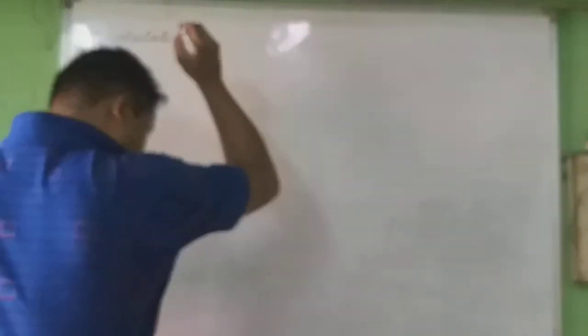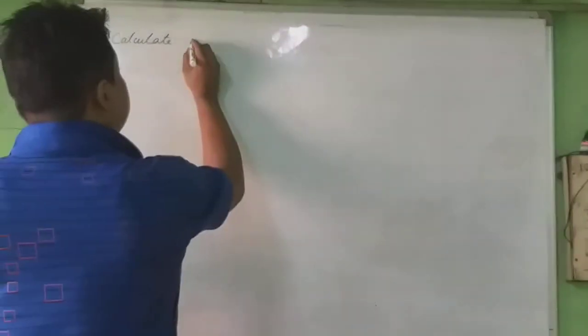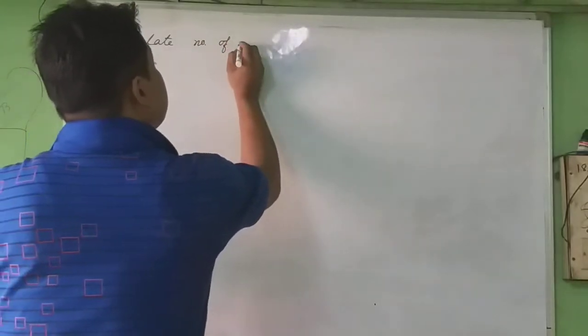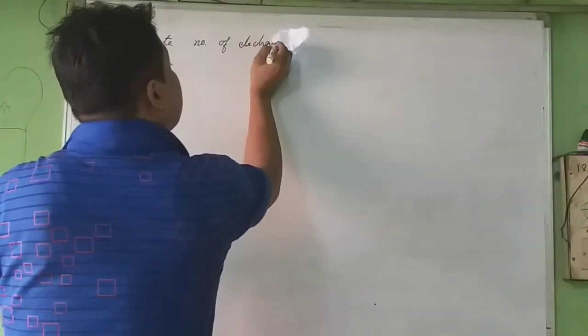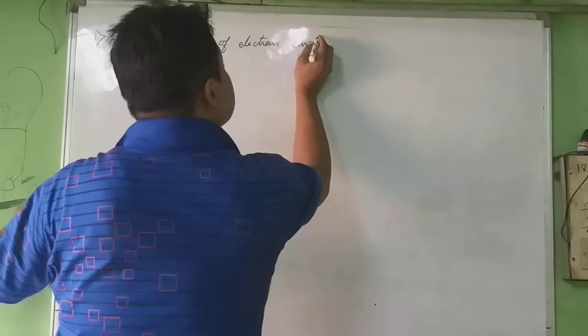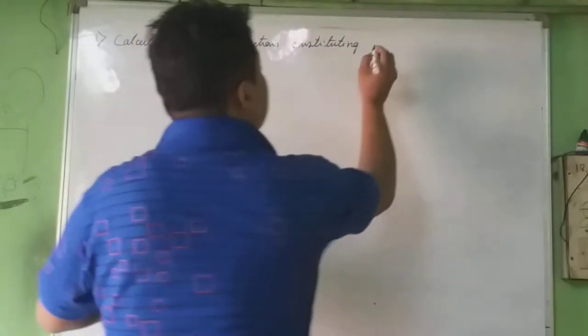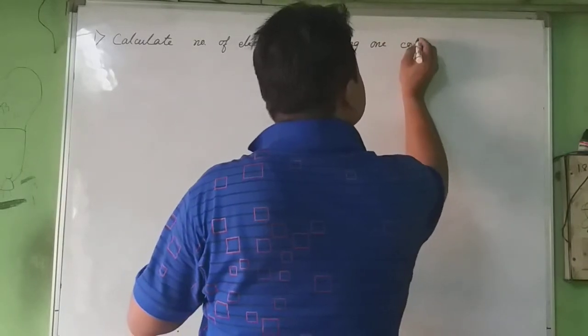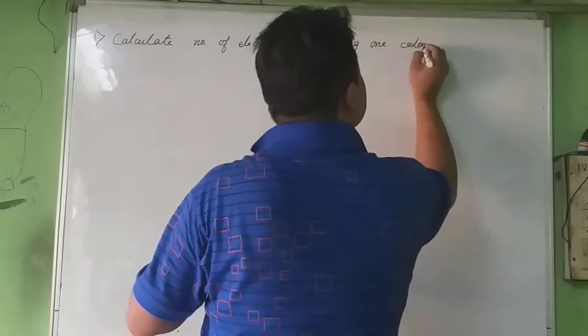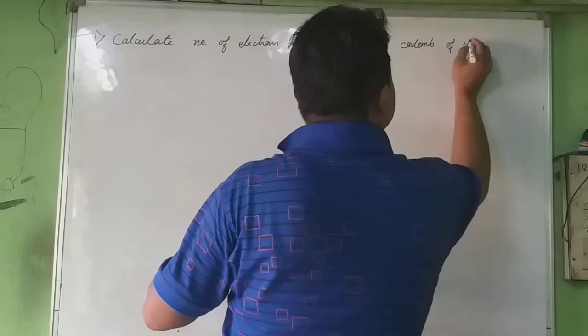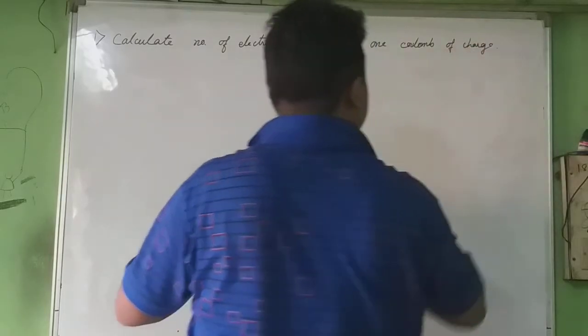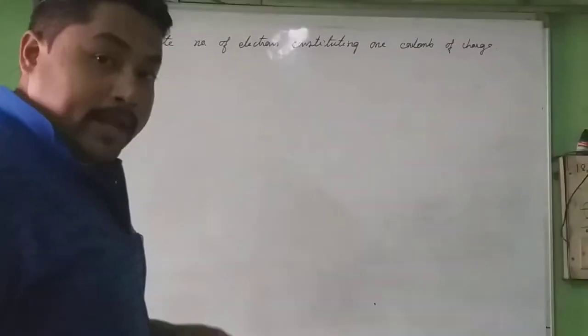Calculate the number of electrons constituting 1 coulomb of charge. Okay, how many electrons are there in 1 coulomb of charge?